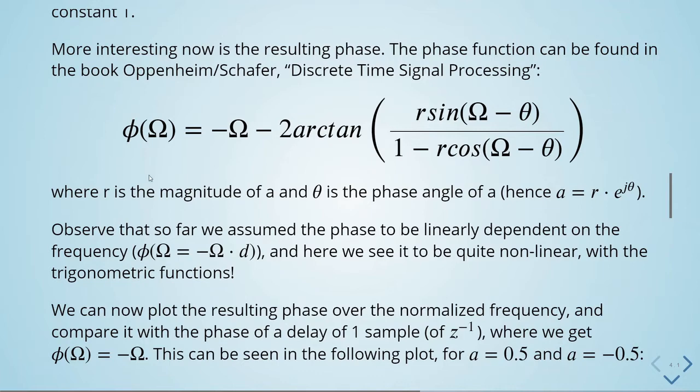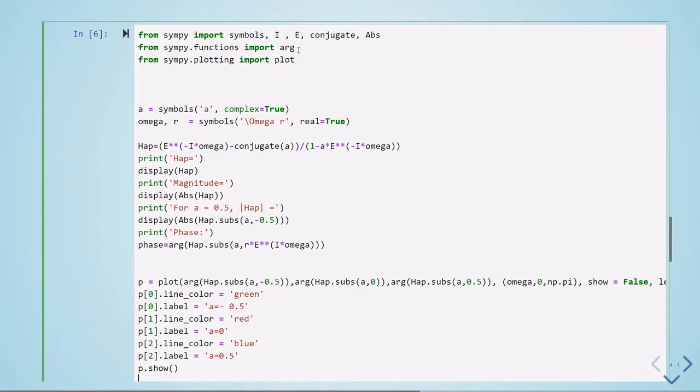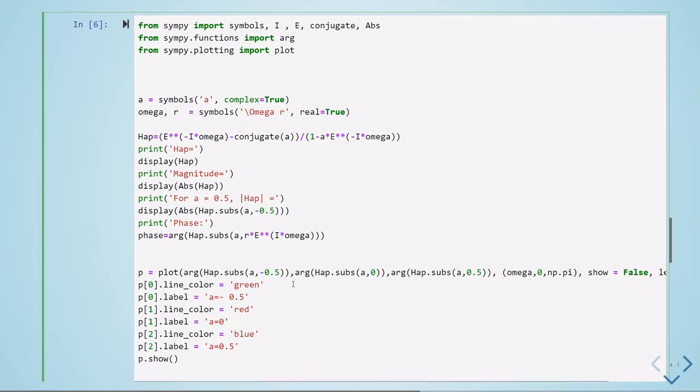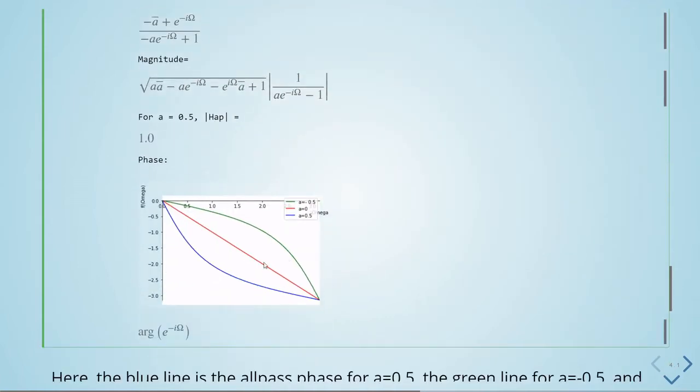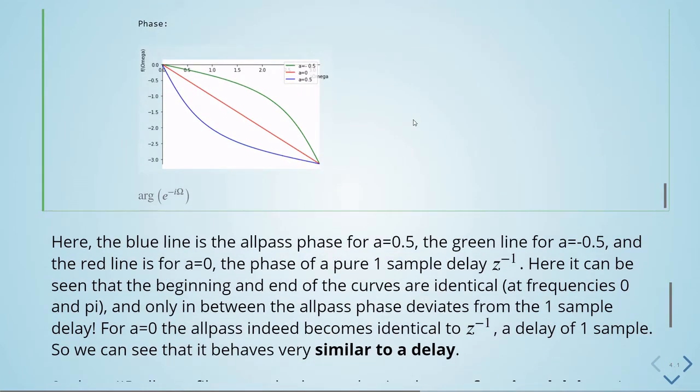And I wanted to see this phase here. So what I do is I use this arg here. So if I apply arg to this transfer function here, and I replace a by, for example, minus 0.5, 0, and 0.5, we will get this plot here. And here we see the blue line is an all-pass phase for a equals to 0.5, the green line for a equals to minus 0.5, and the red line is for a equals to 0. And the phase is a pure one sample delay z minus 1 for when a equals to 0.